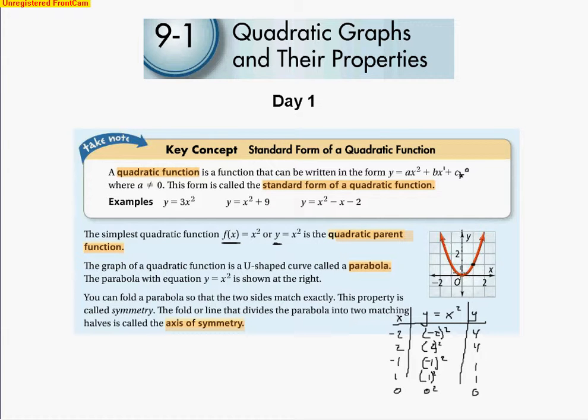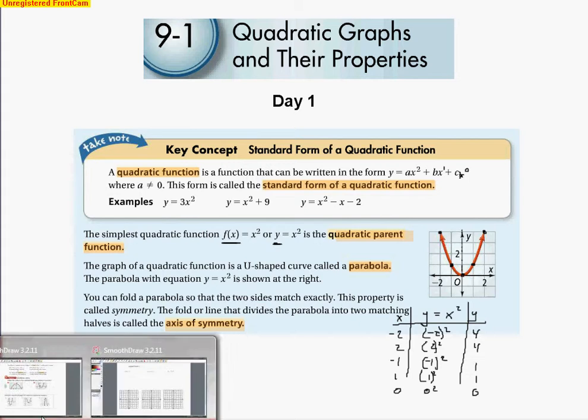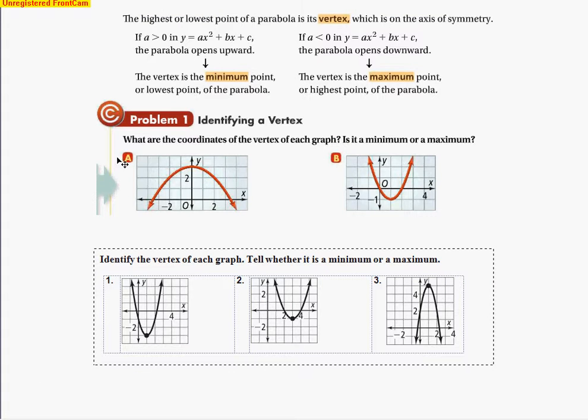You see, if you go over 2 spaces to the left, you go up 4 spaces. 2 spaces to the right, you go up 4 spaces. And that's what makes this symmetrical, is the squaring action of this. And so those are the 4 points, actually 5 points, that they use to be able to draw this graph. And that's kind of what we'll be doing on our assignment. But before we get to that, we're going to end up having to name some components of it.